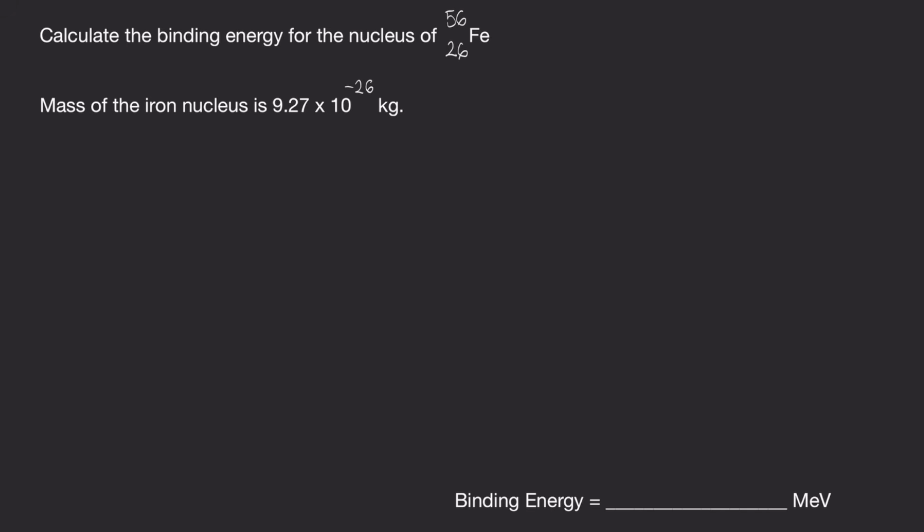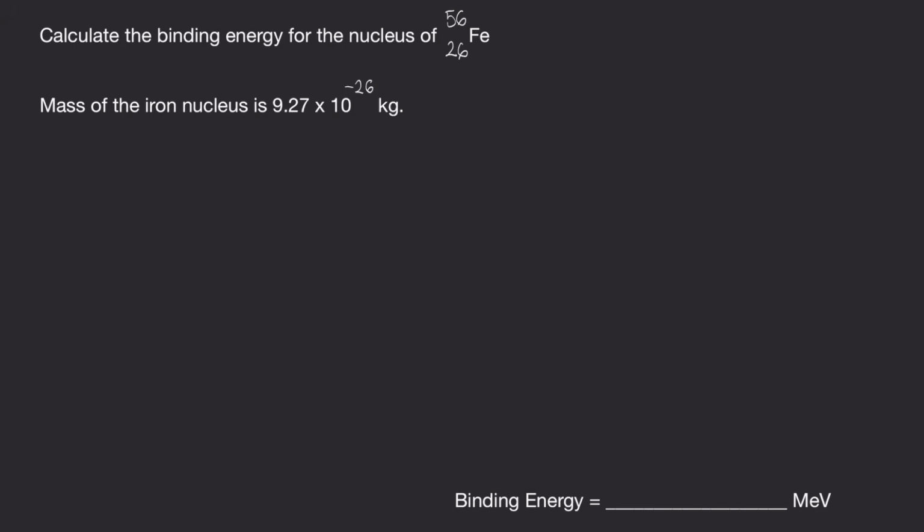We can also calculate binding energy without this conversion factor. And even if it's easier with it, let me show you how to do it without. So we want to calculate the binding energy for the nucleus of iron 56, and we're given that the mass of the iron nucleus is 9.27 times 10 to the power of minus 26 kilograms.